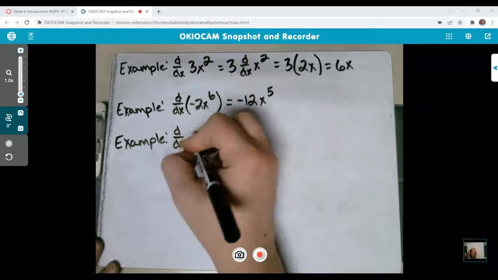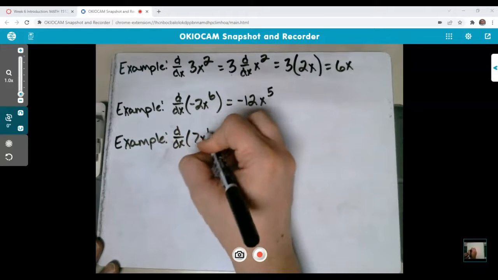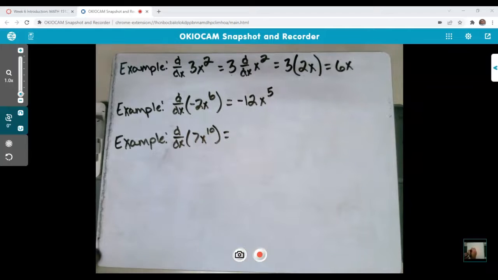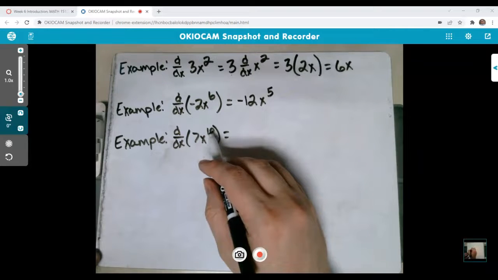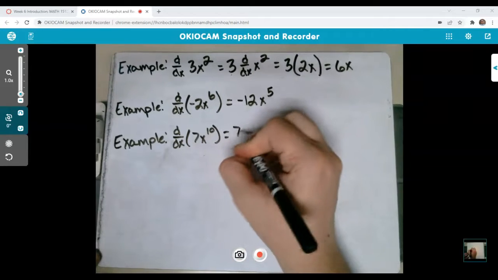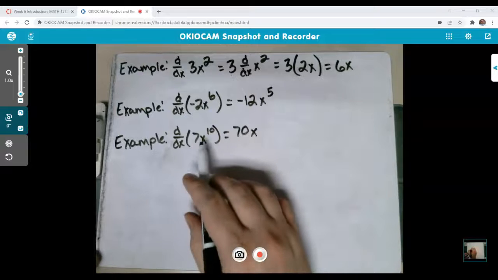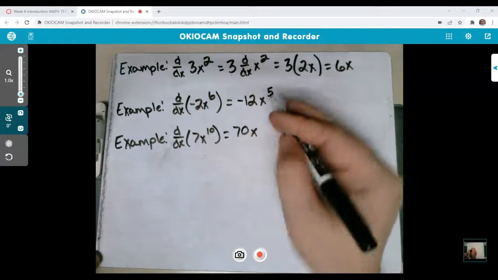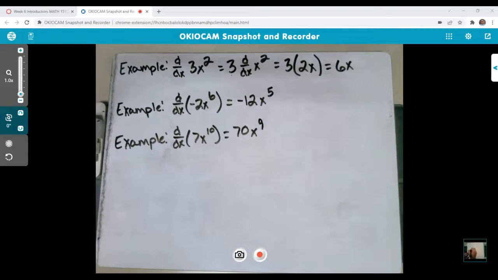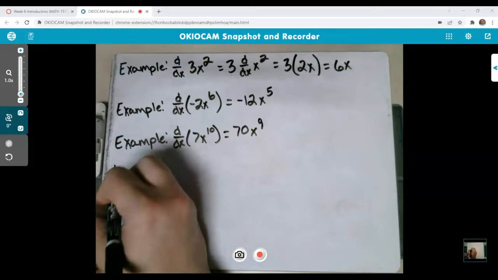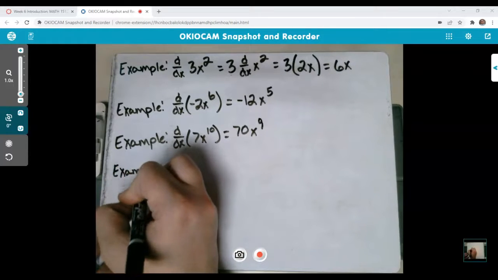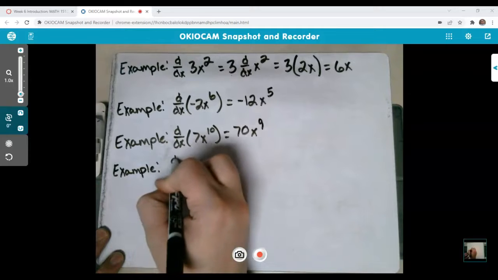The derivative of 7x to the 10th. Again, I bring my 10 down. 10 times 7 is 70 times x to the power of 10 minus 1, and you get 9. So that's a way I can use the power rule. The most common way we're going to use the power rule is when we do stuff like this.